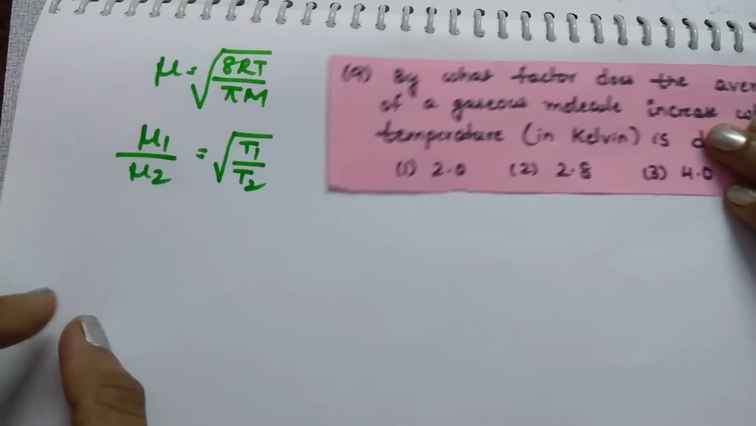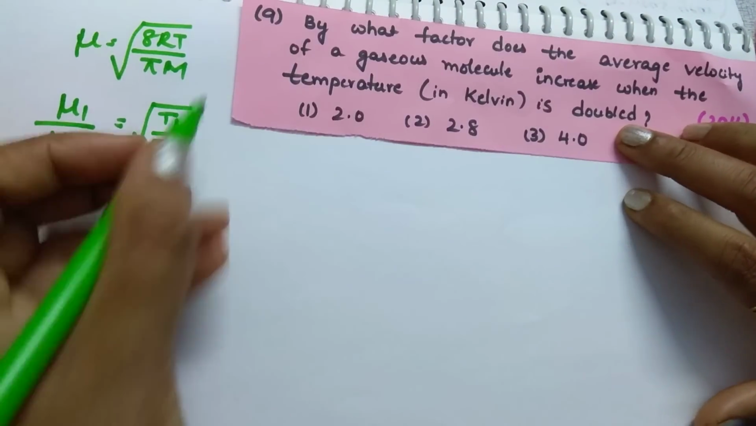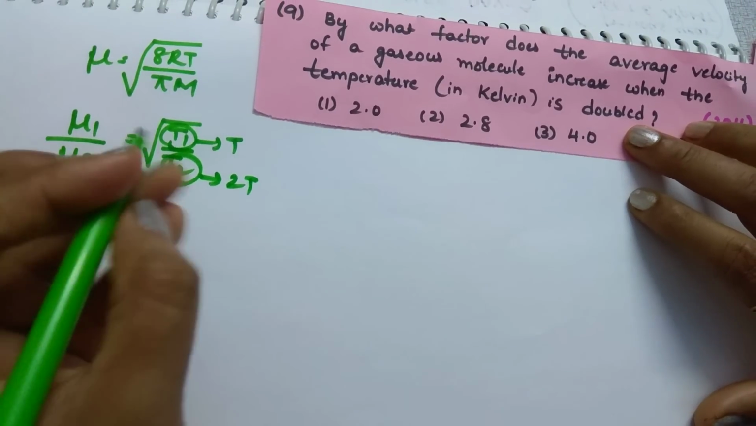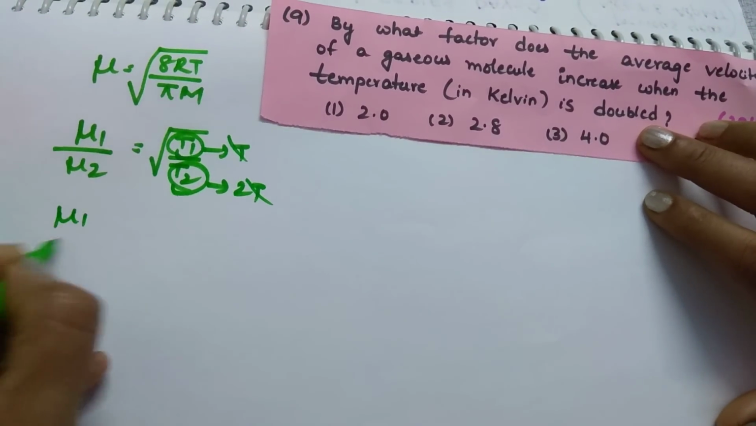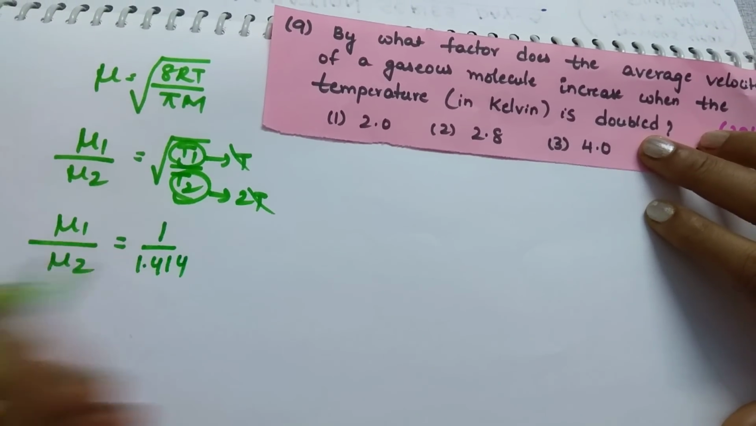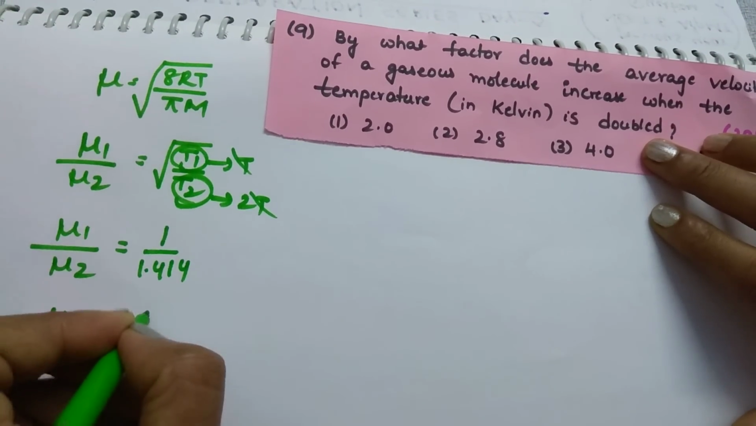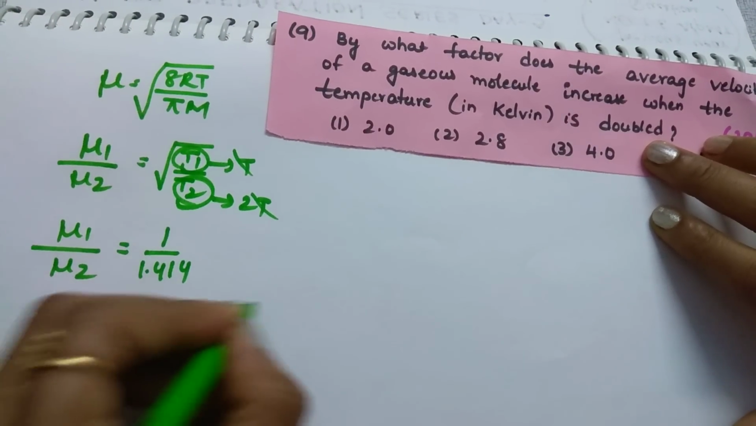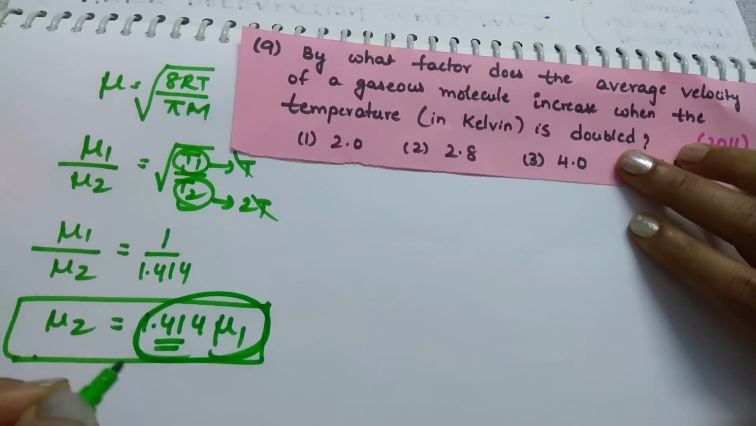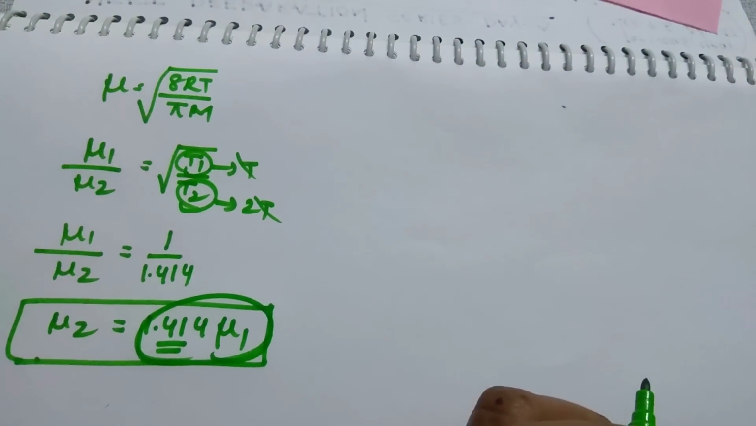From this we can write how the average velocity of gas molecules increases when the temperature is doubled. By what factor will it increase? Initial temperature, let us take it as T, and final temperature as 2T. Then T and T will cancel. What will be left? mu1 by mu2 equals 1 by square root of 2, no? 1.414 is the square root of 2 value. Then mu2 comes to this side, and you get mu2 equal to 1.414 times that of mu1. So if you double the temperature, the average speed of the gas molecules increases by 1.414 times. So the fourth option is your answer. Next question.